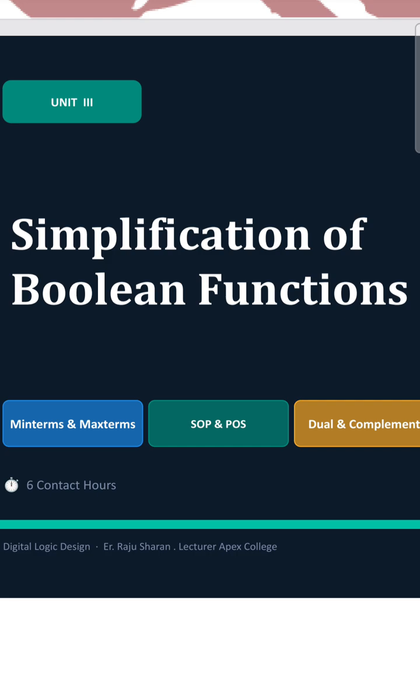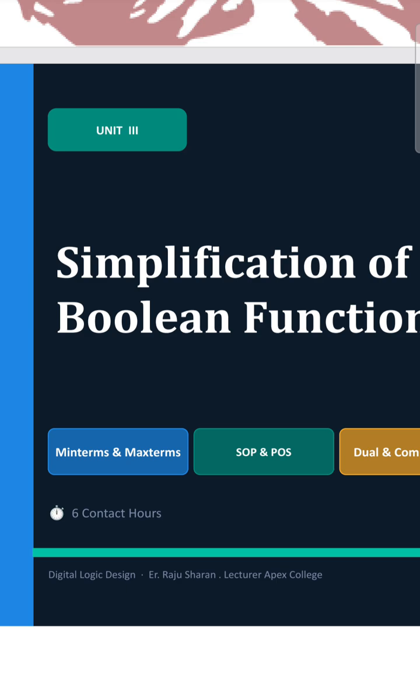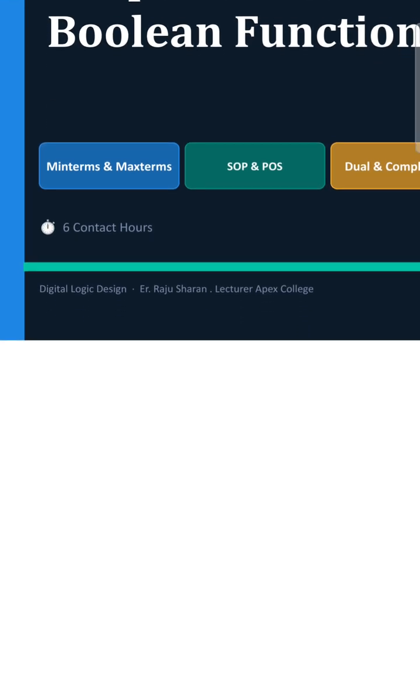In today's lecture, we are going to learn one of the most important topics in digital logic, that is simplification of Boolean functions. At first glance, Boolean expressions may seem like just combinations of variables and logic operators. However, in practical digital systems, simplifying these expressions can save hardware, reduce power consumption, decrease cost, improve speed, and make circuits easier to design. Let's begin with a simple question.